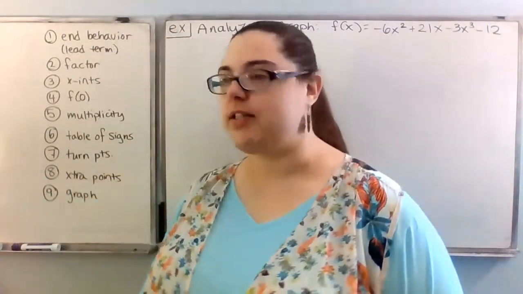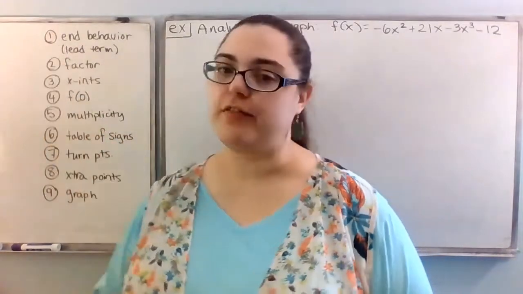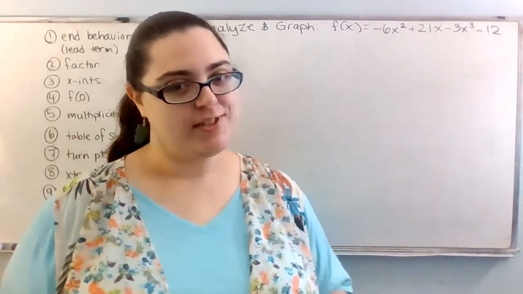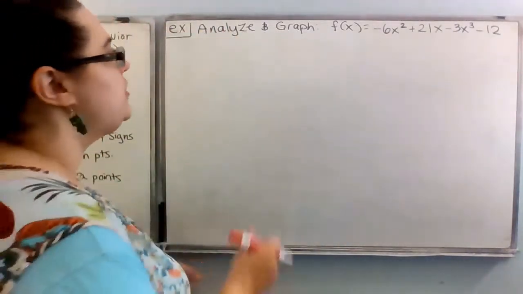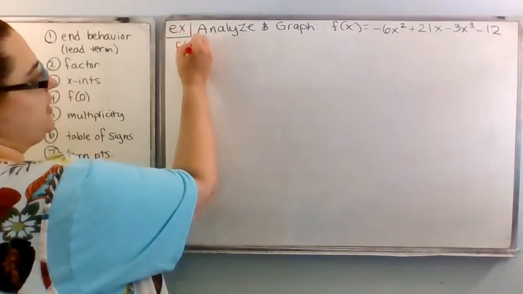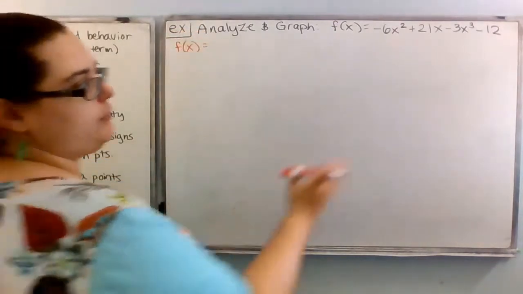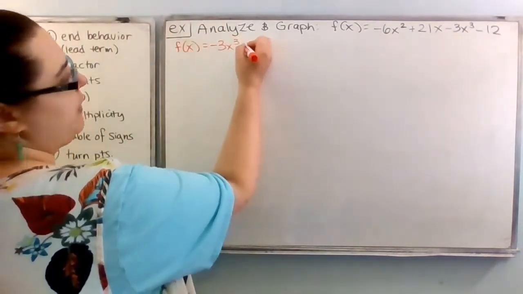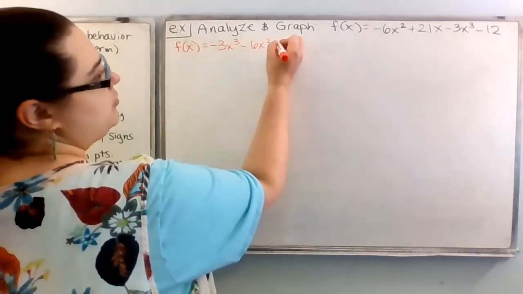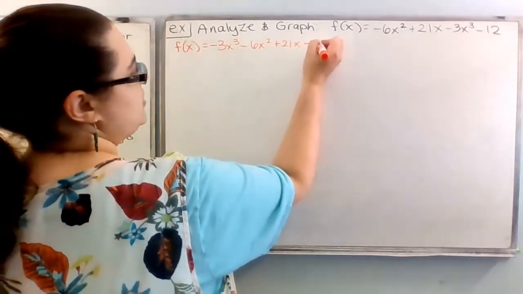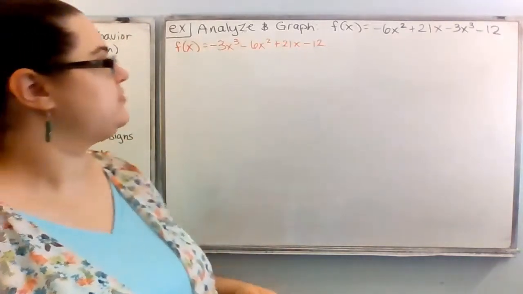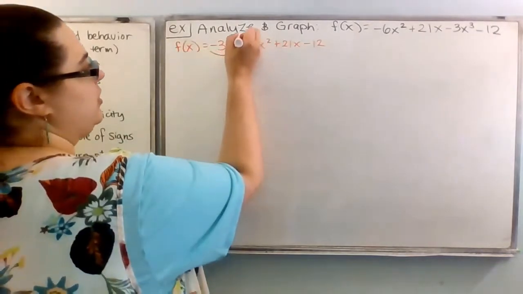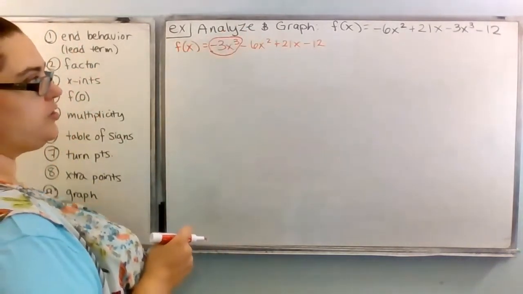So the first thing that we're going to do is determine the end behavior based off of the leading term of our polynomial. So let's rewrite this polynomial so it's in standard form. That means our terms have to be in descending order of degree. So we're going to start out with negative 3x cubed minus 6x squared plus 21x minus 12. All right, cool. So this means that our leading term is negative 3x cubed.